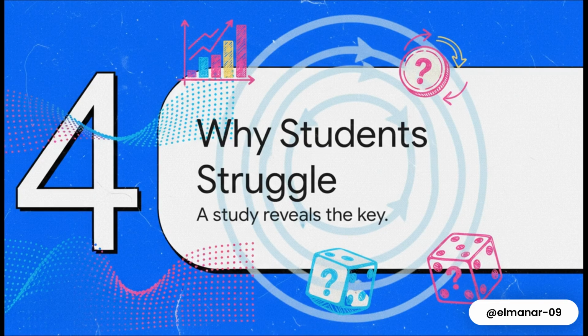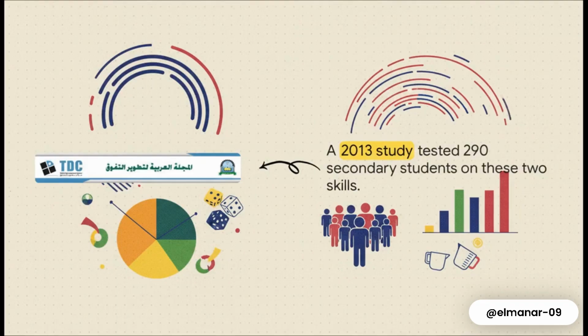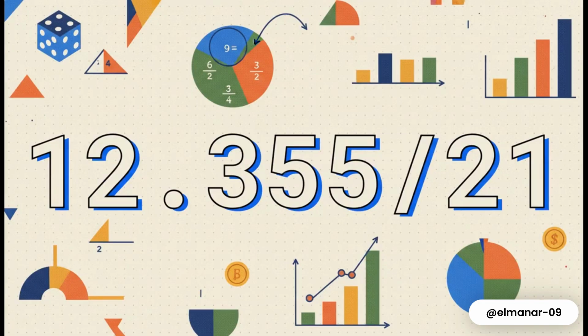Let's take a look at some actual data from a study that put this whole idea to the test. Back in 2013, a study looked right into this question. Researchers got 290 high school students and gave them 2 separate tests, one on probabilistic thinking and another one on proportional thinking. First, let's look at how they did on the probability test. Out of a possible 21 points, the average student scored 12.355.